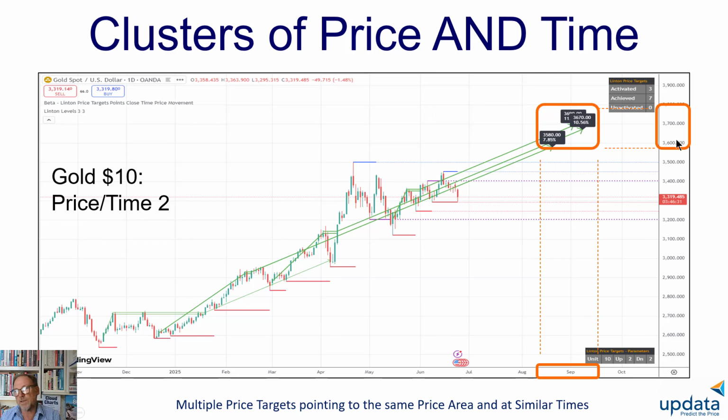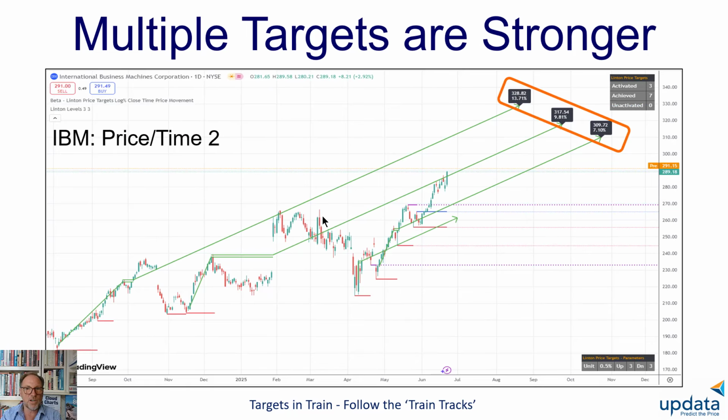Somewhere between 3,600 and 3,800, around 3,700. We've got 3 targets pointing in that direction. And we are also now able to cluster on time. So we can say, well, sometime around September, that's potentially where we could be. This is like an ascending triangle pattern building. If we break, that's just saying that's what the potential is based on this price-time of 2. Remembering it's approximate. It's not making a full prediction. Multiple targets are stronger.